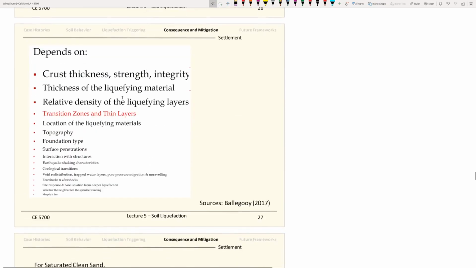It depends. It's a really complicated phenomenon. It may not be as complicated as the lateral spreading consequences, but if you want to get accurate estimations of how much reduction of volume would happen, which means how much settlement could happen because of soil liquefaction, it is not an easy task at all. It depends on a lot of factors. The most important is the crust thickness, soil strength, and integrity of the soils, and the thickness. Second is the thickness of the liquefiable material, the relative density of the liquefying layers, also the transition zones, and so forth. So the importance goes down as we go down this list.